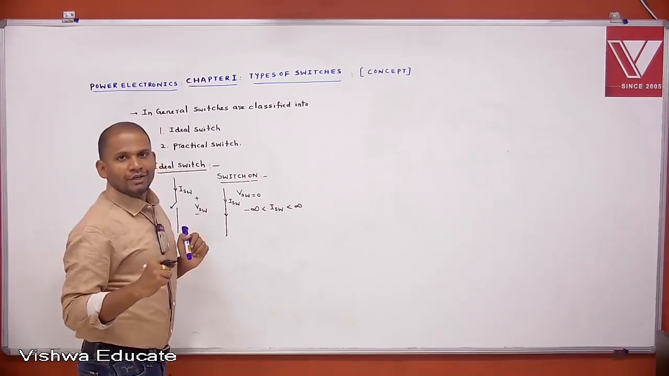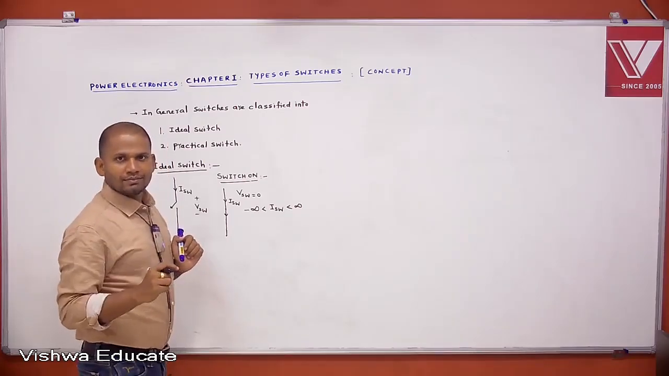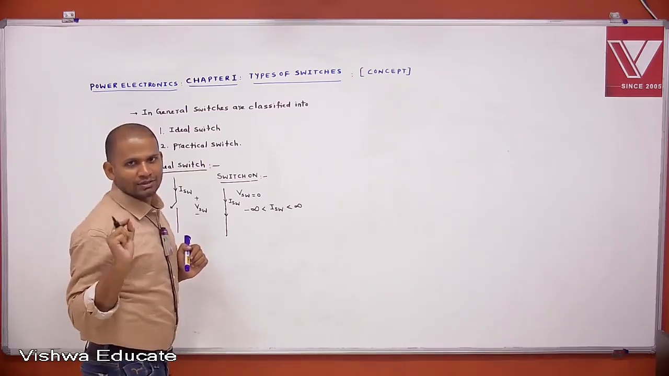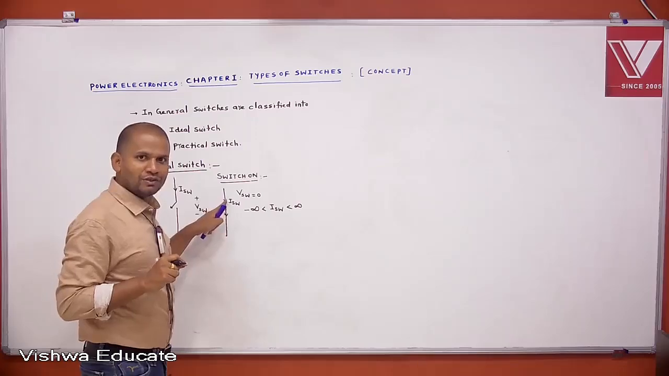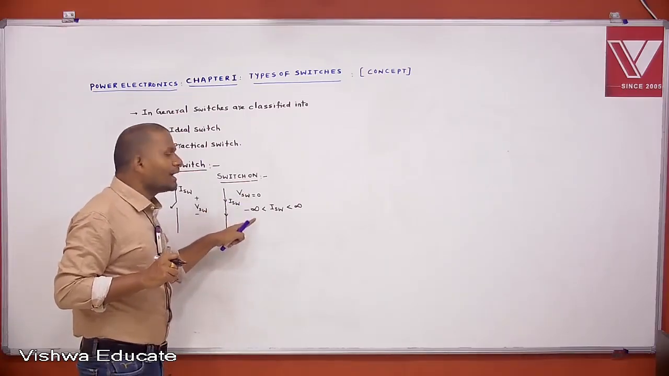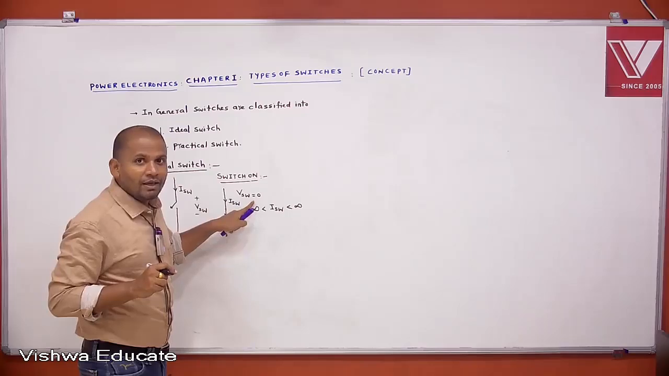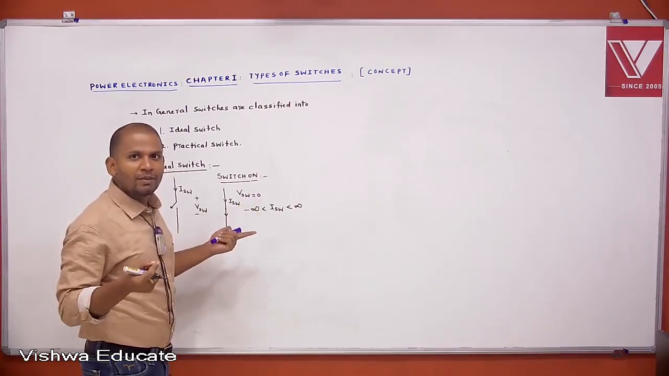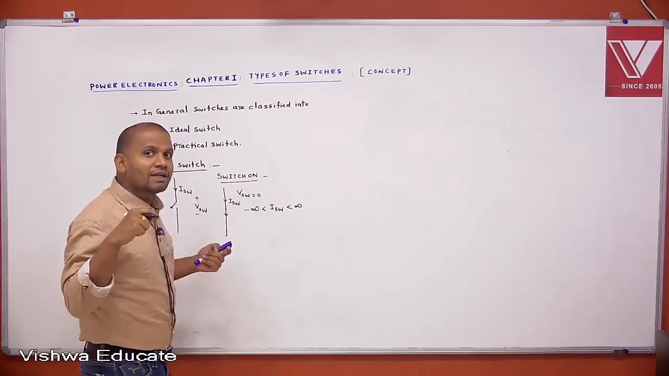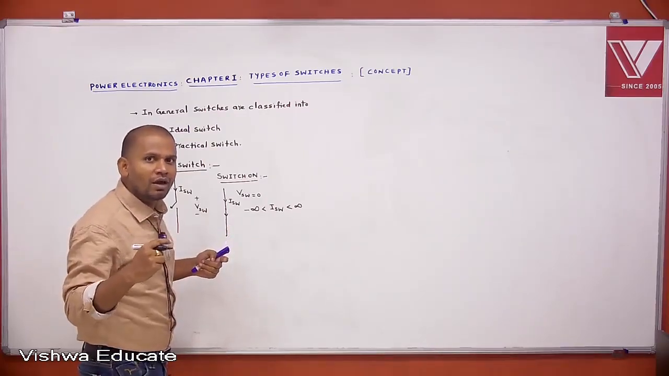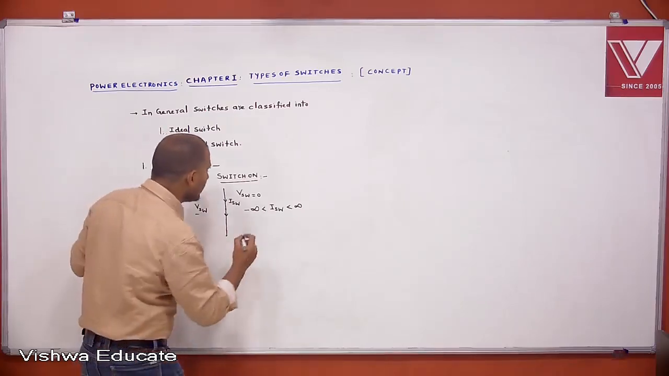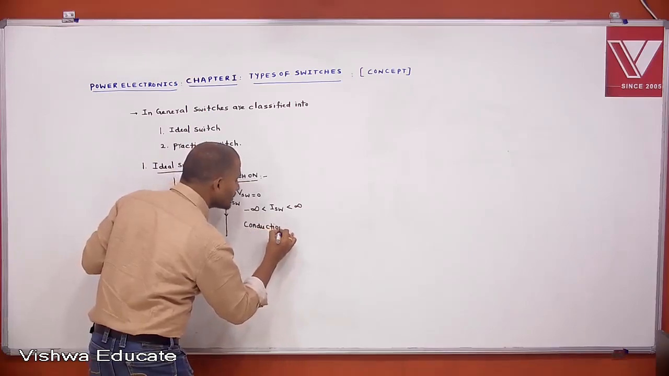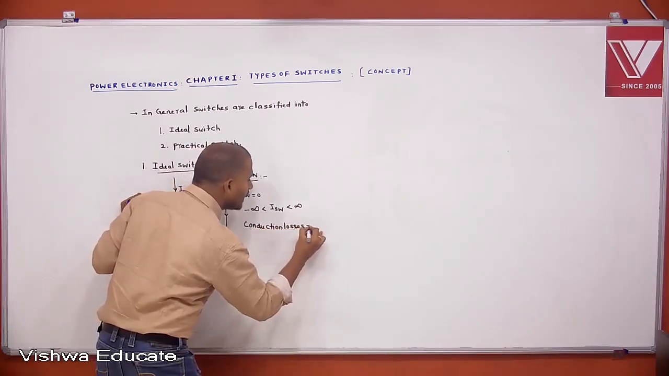If the switch is in on condition, whatever losses take place in a switch, those losses are called conduction losses. But it is an ideal switch. Voltage is 0, but current exists. Power loss is nothing but the product of voltage and current, but voltage is 0, only current exists. Then what is the power loss? 0. Those power losses under switch on condition are called conduction losses. That's why, in an ideal switch, conduction losses are equal to 0.